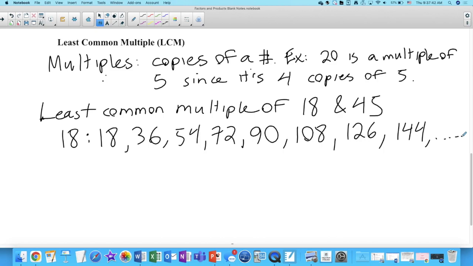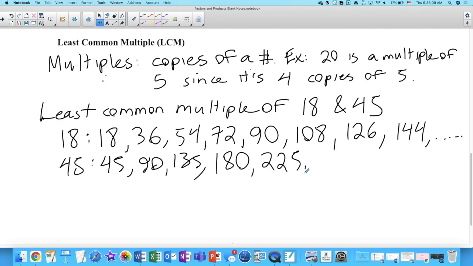Is that one wrong? 108 plus 18 is 126? Yeah, okay. All right, 45. So 45, 90, 135, 180, 225, etc. So what's the least common multiple? 90. It's not the only common multiple. A multiple of 90 would actually be another common multiple. So 180 is another common multiple, but 90 is the least common multiple, right?